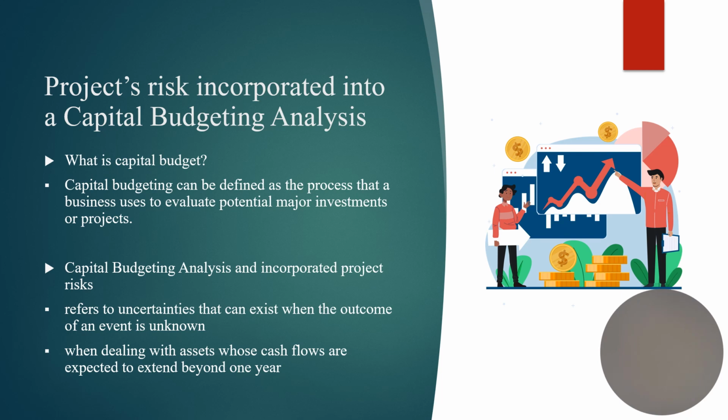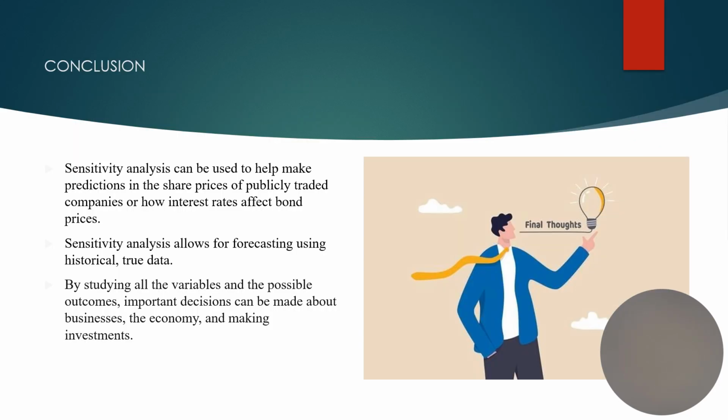Capital budgeting analysis and incorporated project risks. So basically, capital budgeting and risk refers to uncertainties that can exist when the outcome of an event is unknown. And when dealing with assets whose cash flows are expected to extend beyond 1 year, certainly there's an element of risk in that situation. So the evaluation of risk therefore depends on the decision maker's ability to identify and understand the nature of the uncertainty surrounding the key variables and on having the tools and methodology to process its risk implications. Conclusion.